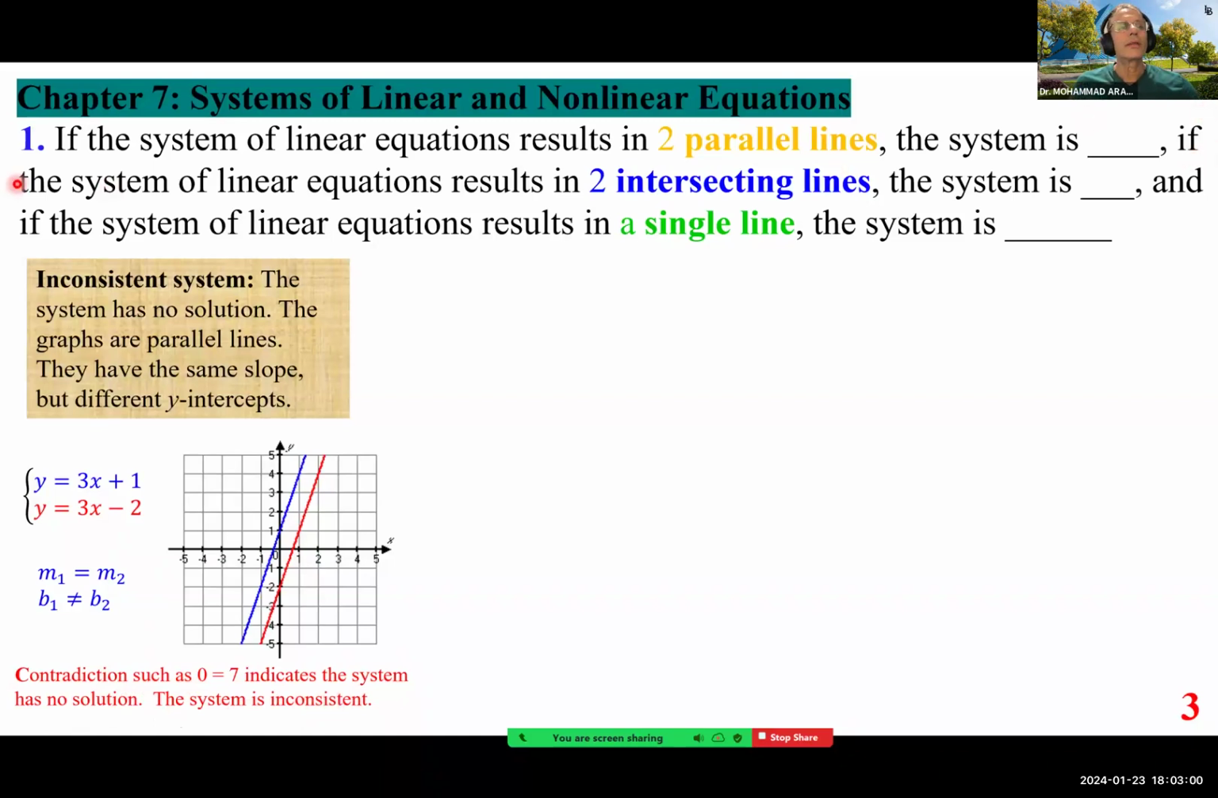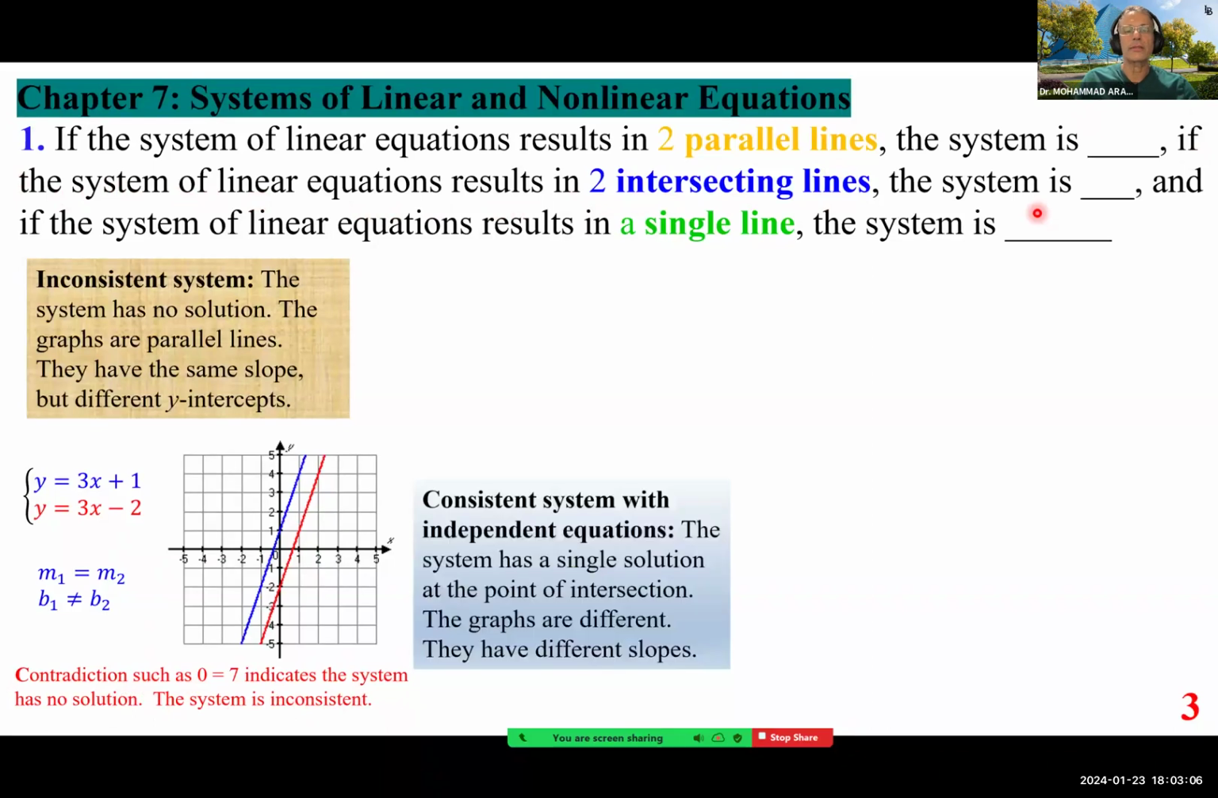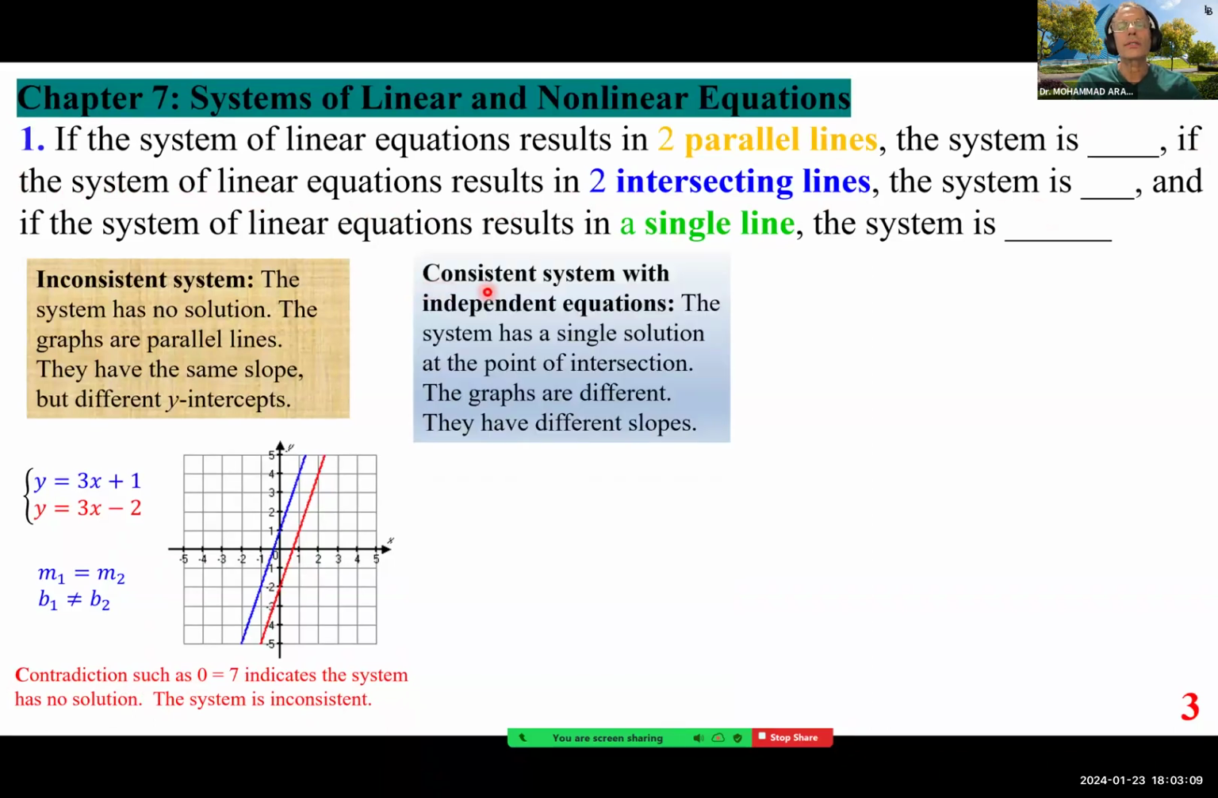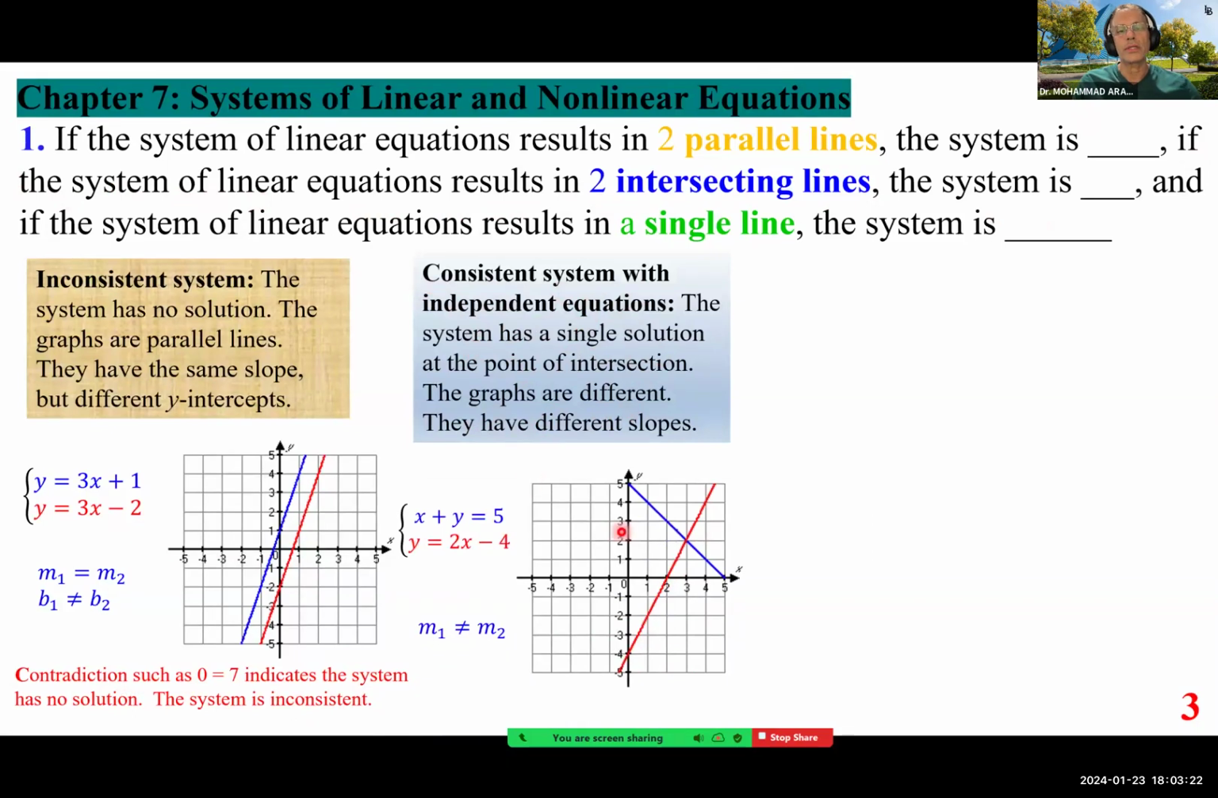If the system of linear equations results in two intersecting lines, the system is a consistent system with independent equations. The system has a single solution, at the point of intersection. The graphs are different. They have different slopes. So, for example, here the point of intersection is the solution. Basically, they have different slopes. m1 is not equal to m2.